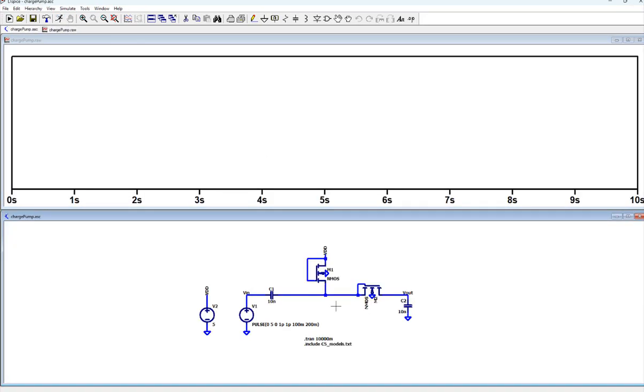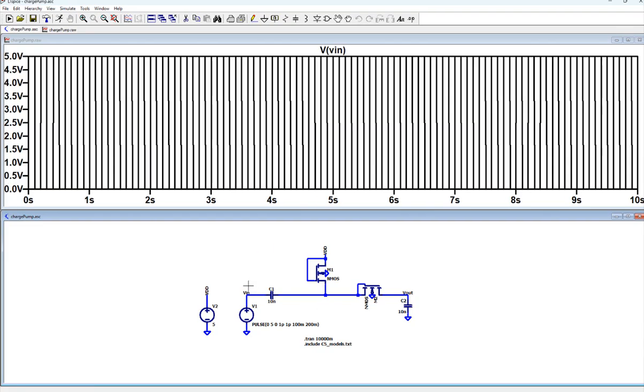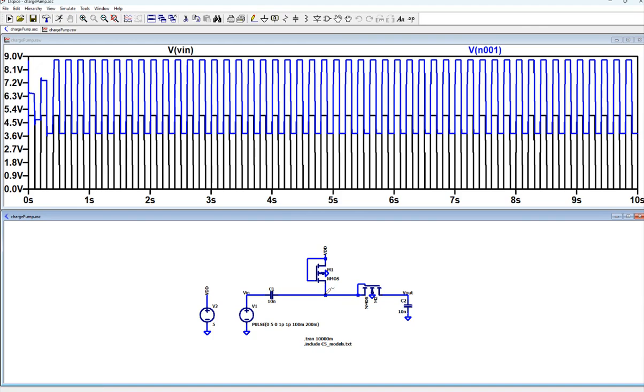So there are some losses. You can see Vin is just a 0 to 5 volt oscillation, and this one is definitely being lifted, which makes sense, right? It's adding a VDD to it, and it's getting very close to 10 volts. Let's say this is VDD minus VTHN, and VDD is 5 volts, right?